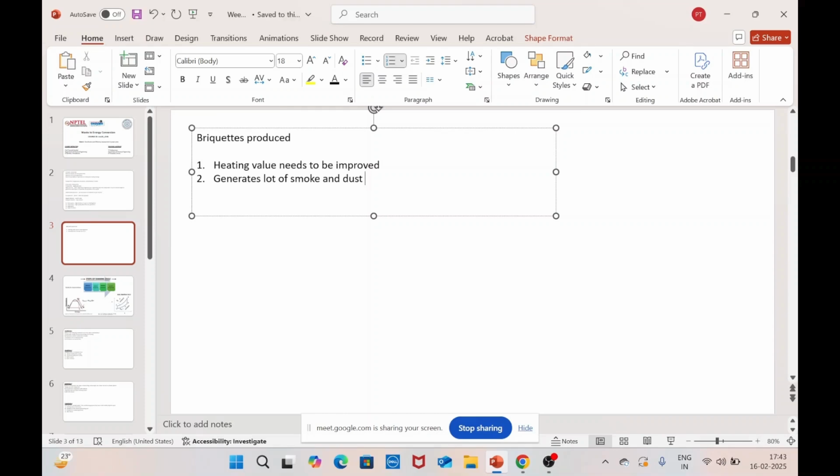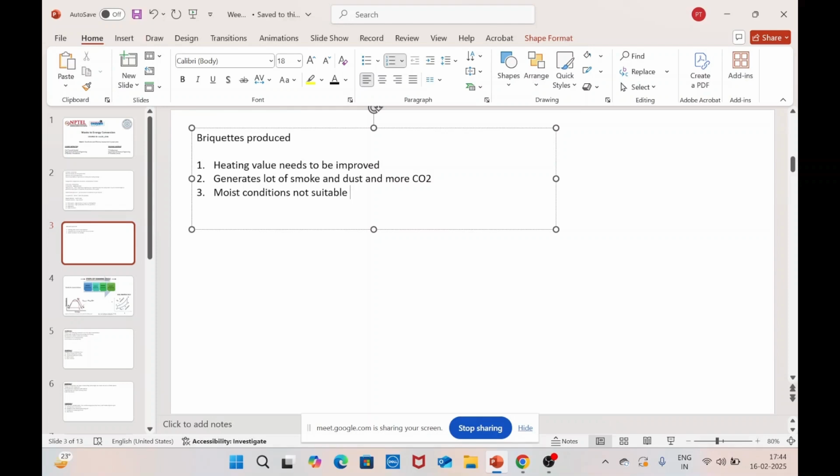And more CO2 also. And then the third thing is moist conditions are not suitable. Yes, if the briquettes are porous in nature, if they have a lot of void spaces within them, then they will absorb moisture. But what will that moisture do to those briquettes, apart from reducing the heating value in the system?